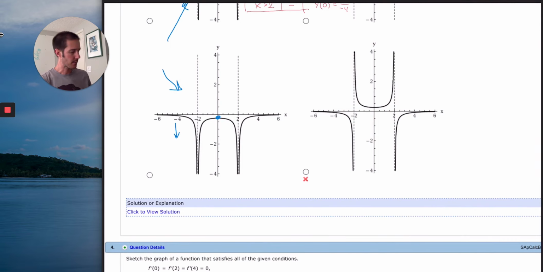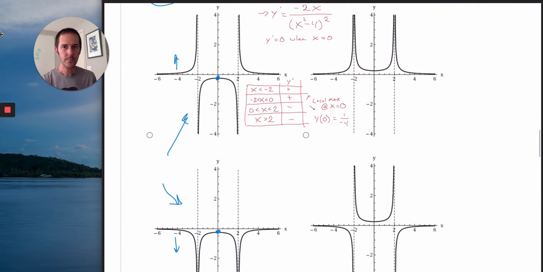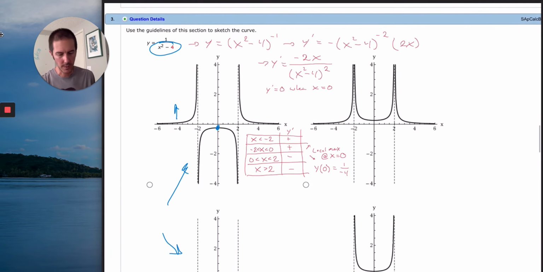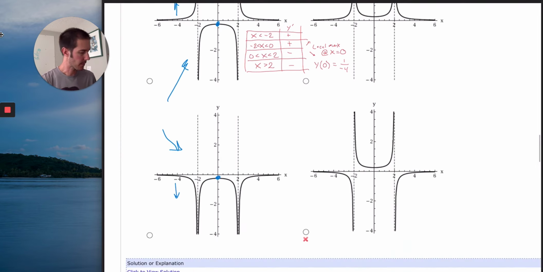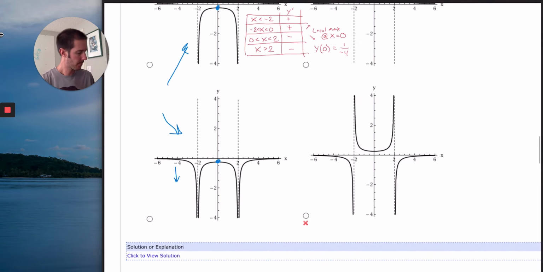I'm not looking for slant asymptotes in this scenario. Local max and min we talked about. You're going to find the second derivative using the quotient rule and the chain rule, actually. Because when you take the derivative of this as part of the quotient rule, you're going to have to employ the chain rule and take the derivative of x squared minus 4 again. And asymptotes, symmetry.